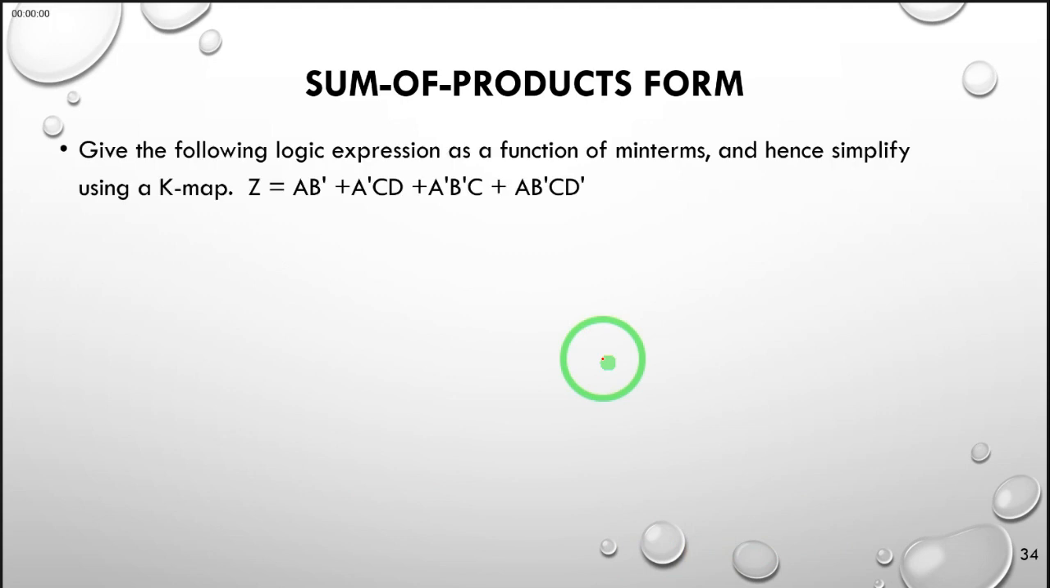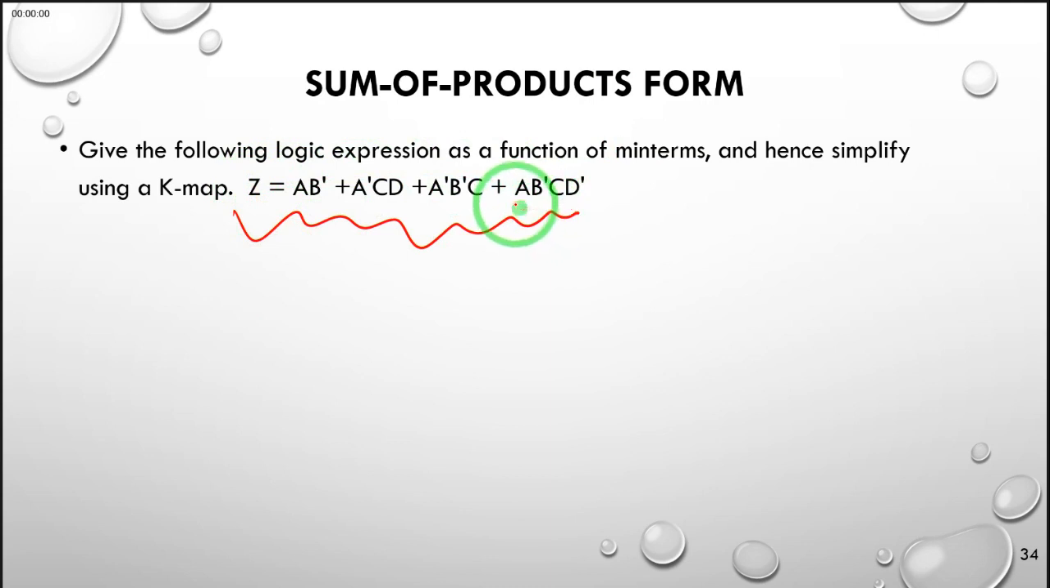So for instance, we have an example: given the following expression, express it as a function of mean terms and hence simplify it using K-map. Very simple equation which we can look at very briefly. And what we know is that whenever we observe such a logic expression, we want first and foremost to identify the number of variables that are used to represent this function.